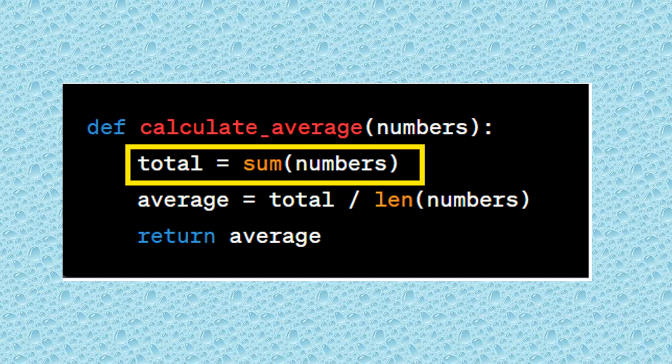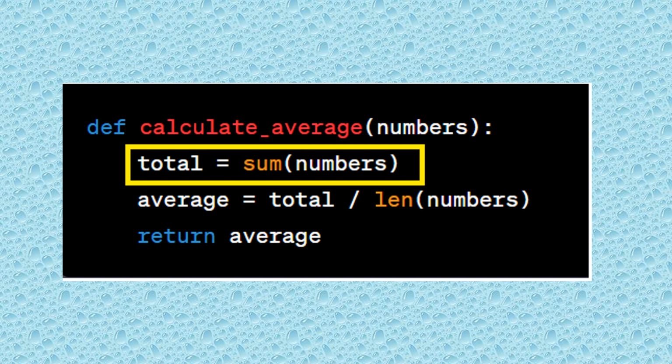The sum function is a powerful tool in Python that allows us to calculate the sum of all the elements in a list. It saves us the hassle of writing a loop to manually add up each number. Instead, we can simply pass our list as an argument to the sum function. The sum function works with any iterable object, not just lists. So you can also use it with tuples or other sequences.